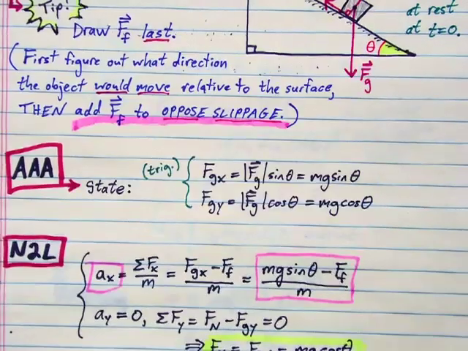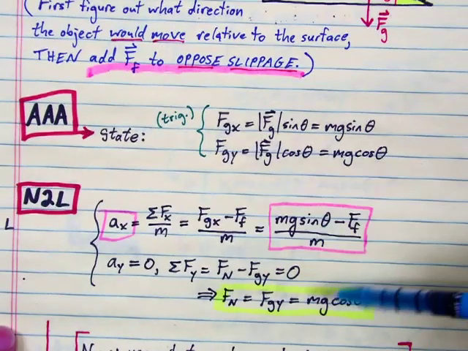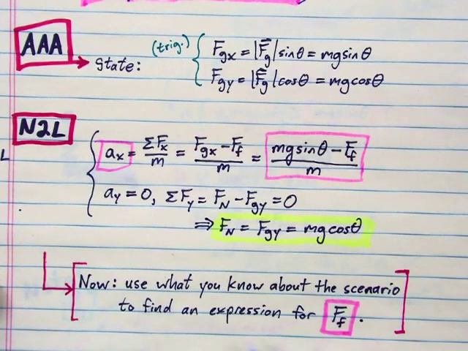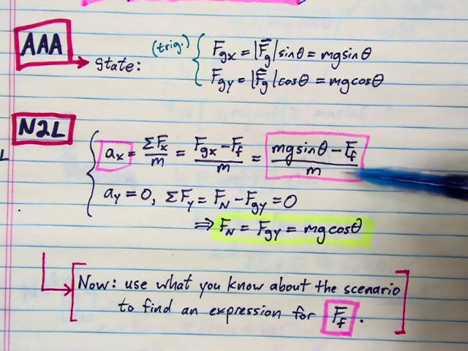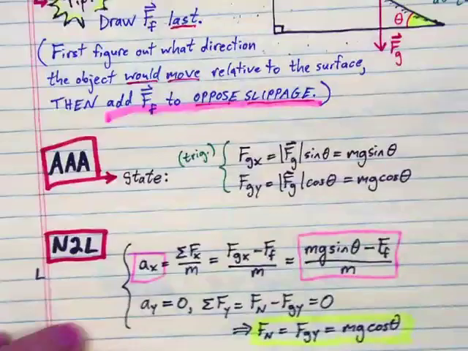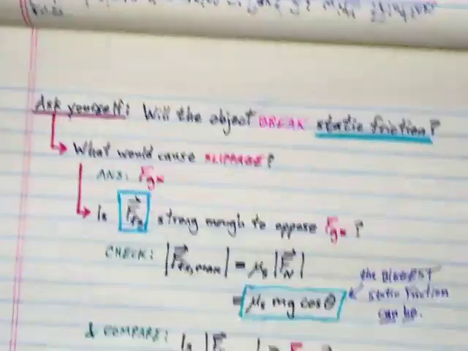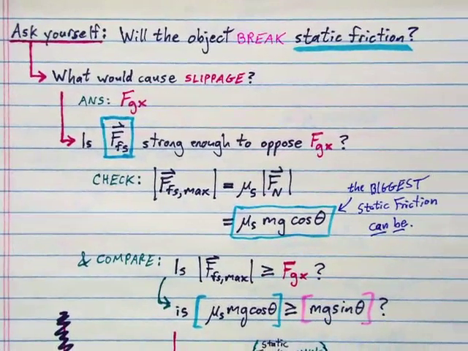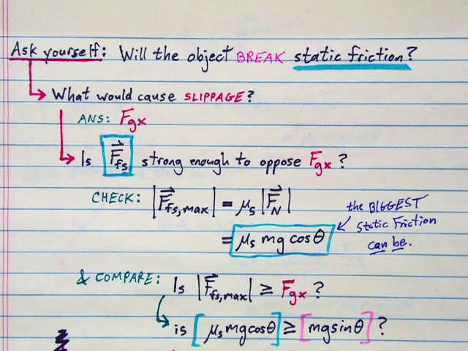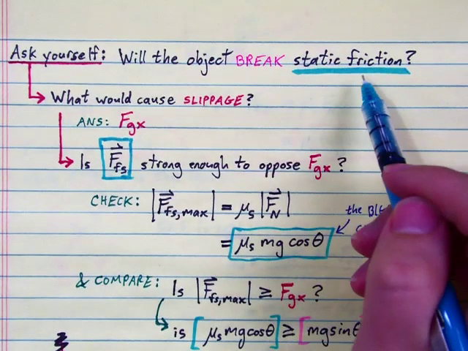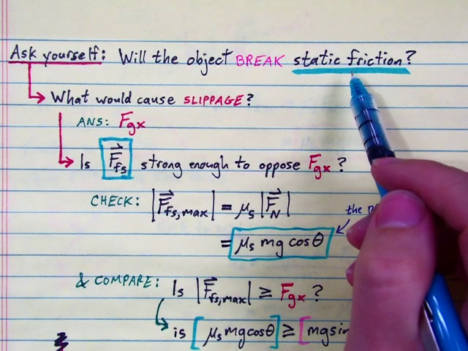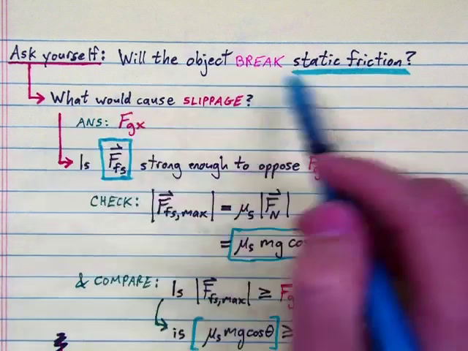Okay. Now that we've written these expressions from Newton's second law, use what you know about this scenario here to find an expression for that force of friction. Let's examine and consider this force of friction between the block and the ramp. So you'll have to ask yourself, this begins kind of a thought process that's a bit like a decision tree. Ask yourself, will that object break static friction? If you release it from rest on the ramp, is it just going to stay put? Will friction hold it there? Or will it start to slip?